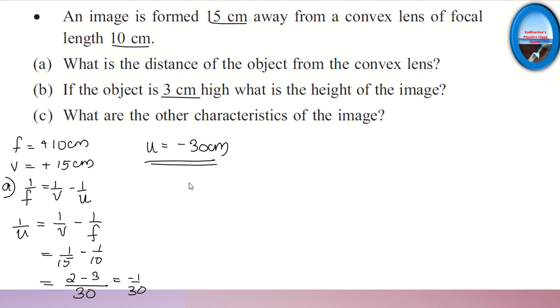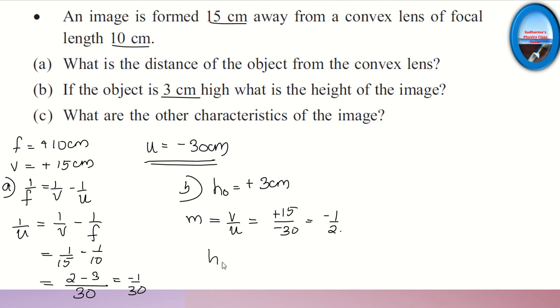Okay. Now let's move on to question B. If the object is 3 centimeter high, it means height of the object is plus 3. What is the height of the image? So we have already done a similar question, right? So we can calculate the magnification. M is equal to V divided by U. V is plus 15, U is minus 30. So we are going to get minus 1 by 2. So height of the image is equal to magnification into height of the object. Magnification is minus 1 by 2, height of the object is 3 centimeter. So we are going to get minus 1.5 centimeter.